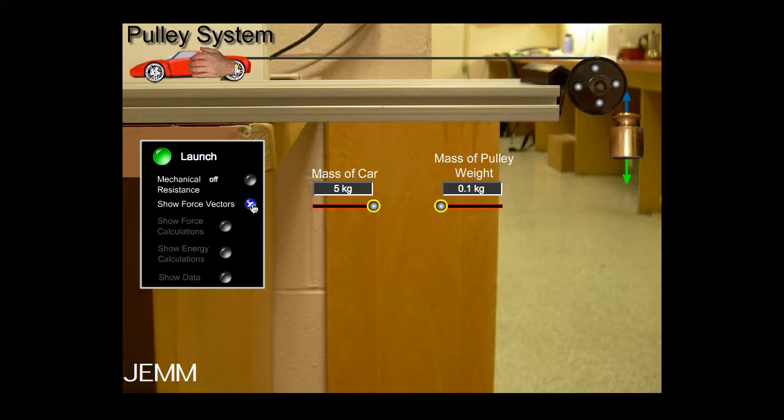Here are the force vectors. Notice we have this force, the force of gravity. Because it's a string, this is the tension force. Underneath the hand, it's hard to see this, but there is also a tension force. And if we add some mechanical resistance or friction, we have a force acting in that direction. So what I can do in this simulation is adjust the mass of the pulley weight, which is what I'm about to do.